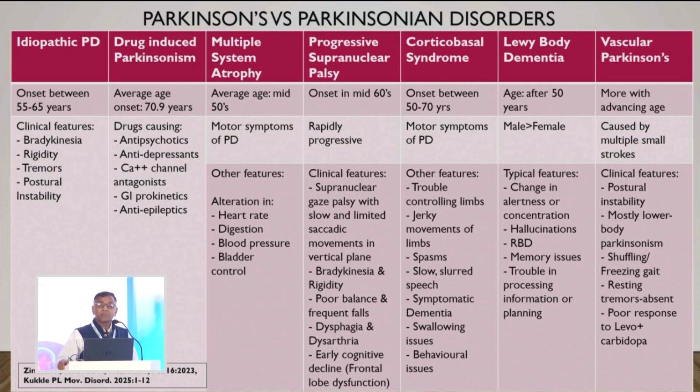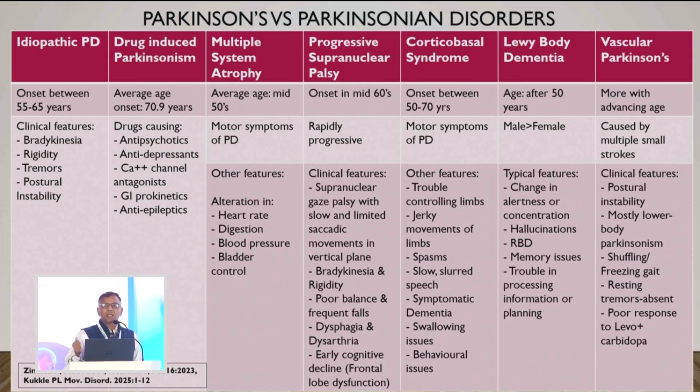Same with Lewy body dementia, which is more common in males as compared to females. They would have hallucinations. Patients report visual hallucinations in the course of illness. Then you have to consider RBD, rapid eye movement sleep behavior disorder. Again, you have to think more about Lewy body dementia, with memory issues. So all these issues would take you away from Parkinson's towards a Parkinsonian disorder.